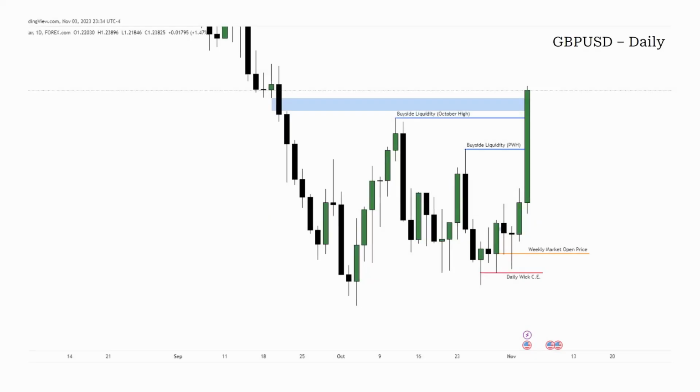We have GU daily here, more of a bigger candle than EU. Running out buy side here, running the October high here, trading up into this inefficiency here, trading right up into that bullish candle here.